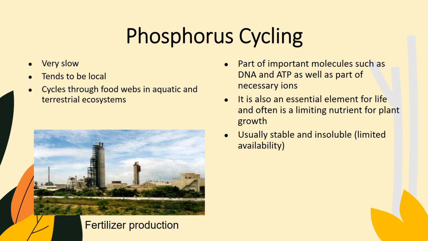And so it is also one of the plant macronutrients, and it's usually a limiting nutrient because there's so little of it available. It's because it is so stable and so slow and insoluble that the phosphorus that is available is a small amount, so therefore it's limiting to producers.